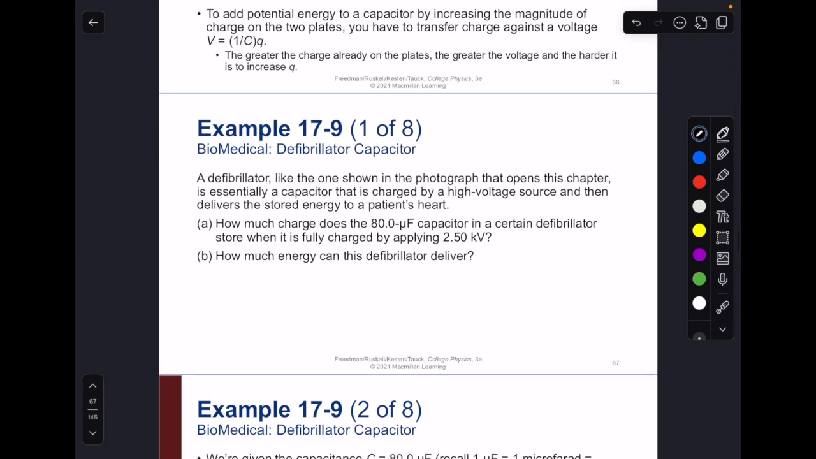So let's do this example. This is a really cool one because it's interesting to think about these really important medical devices in terms of the physics knowledge that you now have. We have a defibrillator, and a defibrillator is essentially a capacitor. And that capacitor is charged in its little unit.